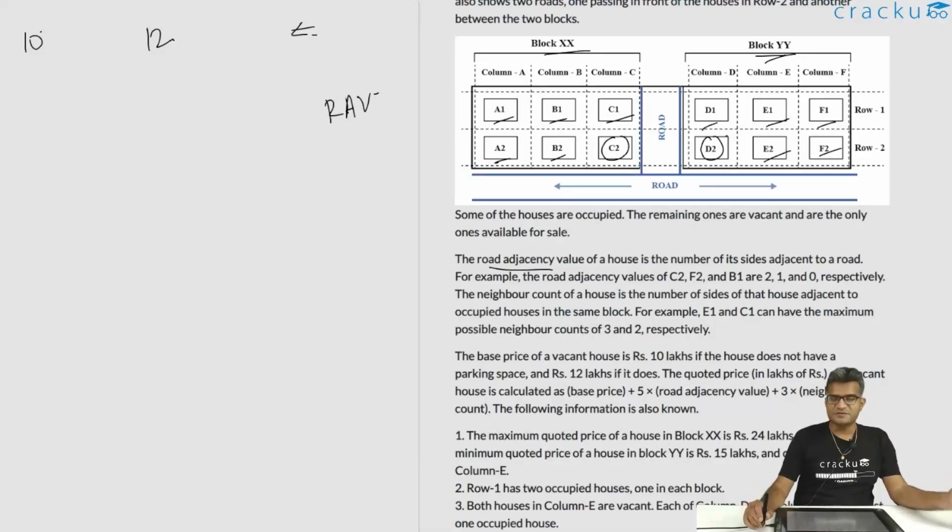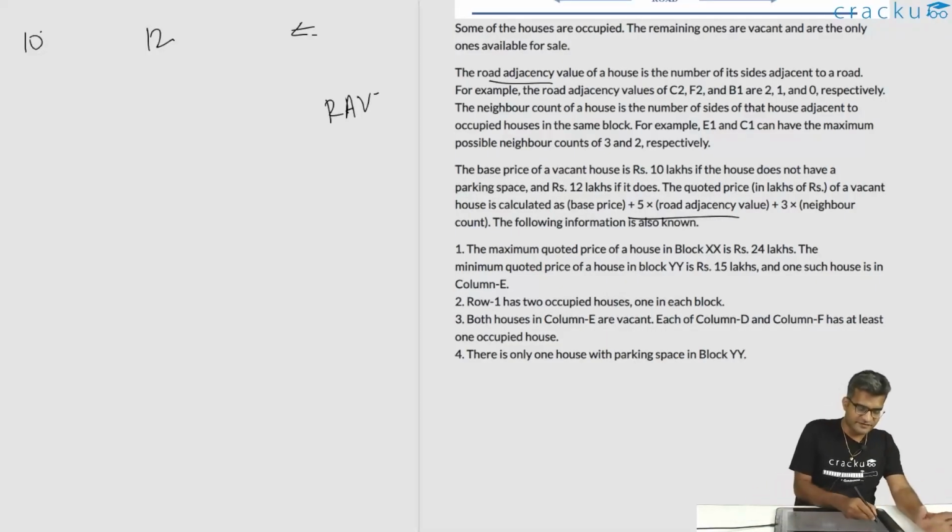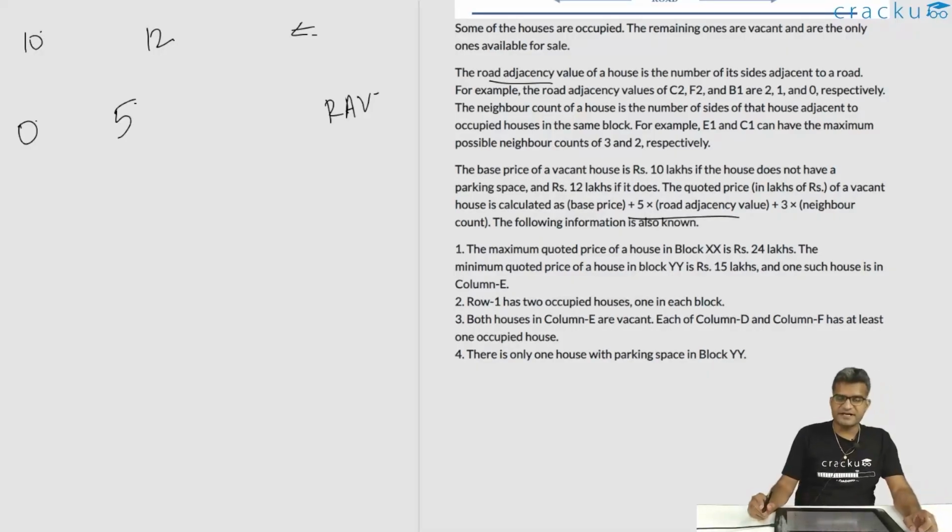Now you multiply this with 5, because the formula to calculate the price is 5 times the road adjacency value. So if it has no road access, it will be 0. If it has 1 road access, it is 5. If it has 2 road access, it is 10. This is the additional premium that you pay for the road adjacency value.